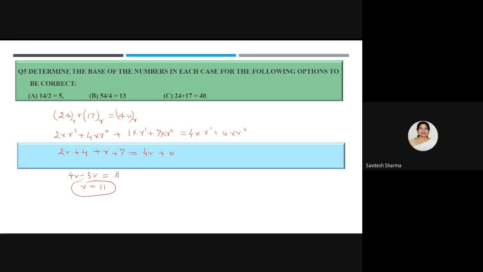Okay, anyone? Any difficulty? I am using the expansion formula, expanding, and then solving. I am applying algebra for calculating the unknown variable R.